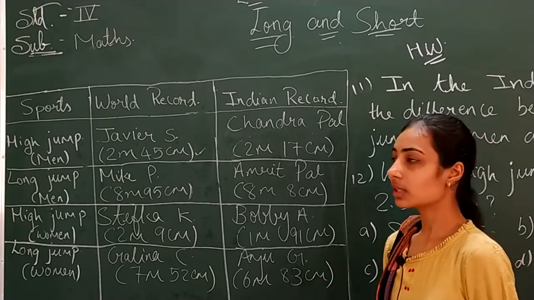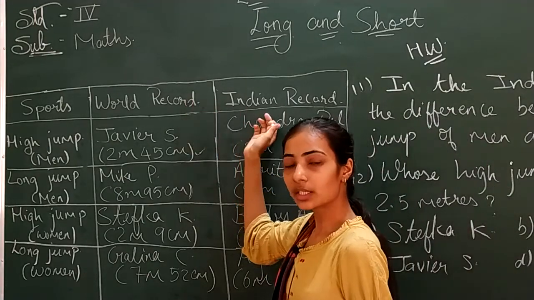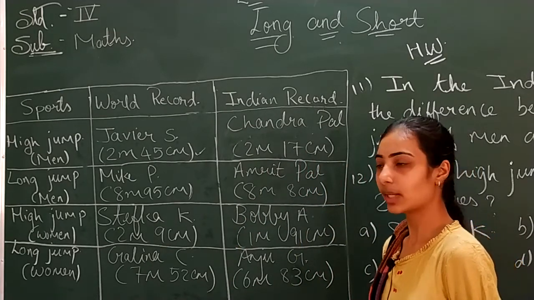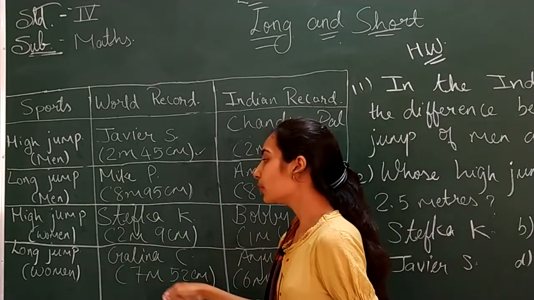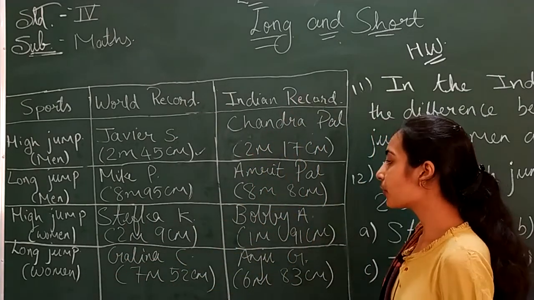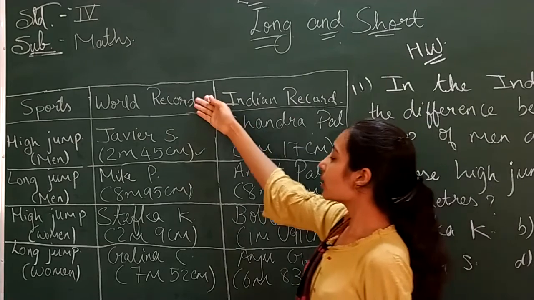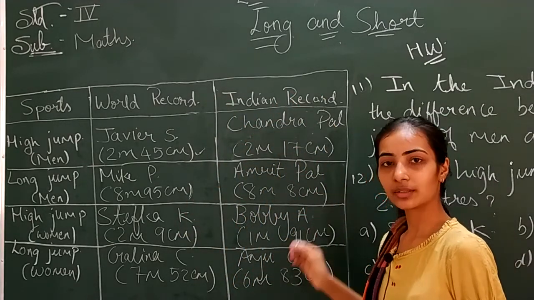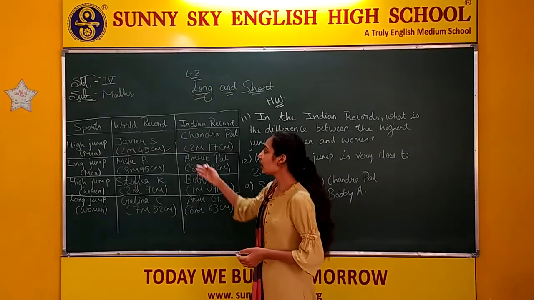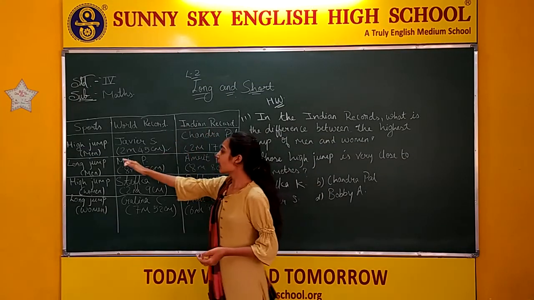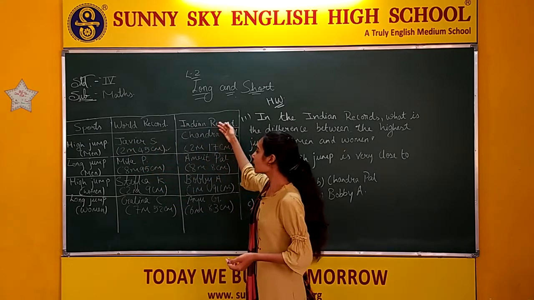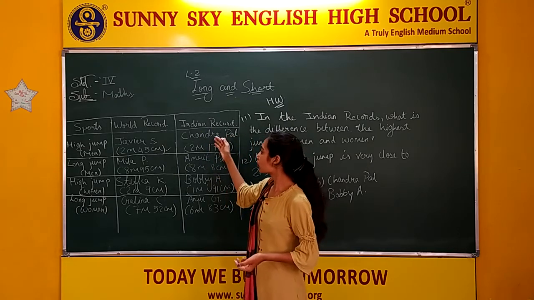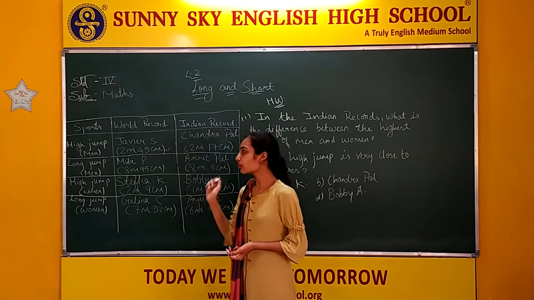If it is given both world record and Indian record of women, you have to find the difference between world record and Indian records for women. Then world record for women of long jump, Indian record for women of long jump. Same way, world record for high jump for women and Indian record for high jump for women. Okay. Similarly, world record and Indian record, high jump for men in world record and Indian record high jump for men. Find the difference between these two if it is given to find the difference between world record and Indian record of men of high jump.